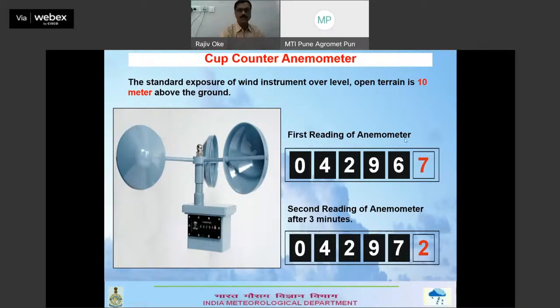So the first reading of the anemometer is to be noted, whatever it is. It is of 6 digits. The last digit is in red color, that is the tenth decimal. Ye 7, 8, 9, 10 hoga to 6 ka 7 hoga, just like our vehicle. And the second reading of the anemometer is to be taken after 3 minutes, observing the wind for 3 minutes, the true direction, and taking note of the 3 minutes difference, we come to know about the speed.